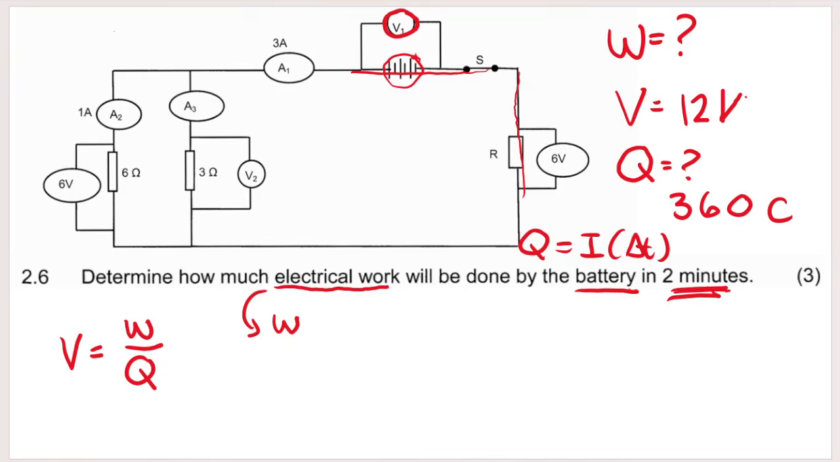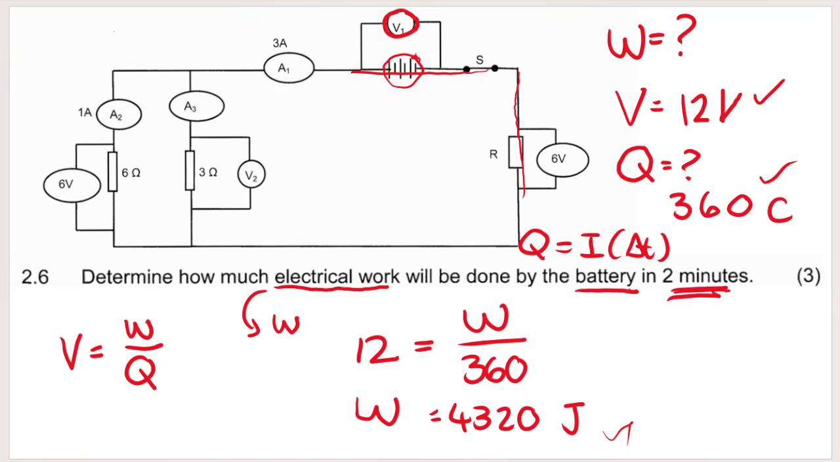So therefore, we know voltage, we know charge. I'm looking for work. So we write our formula first, then we substitute in our variables. We know V, so V is 12, is equal to W. We are looking for W, and Q is 360. Now, how do I solve this? It's divide by 360 over here, so we need to take it over, and it's going to become times by 360. And there we go. The work done by the battery in 2 minutes will be 4,320 joules. Just remember, work is measured in joules.